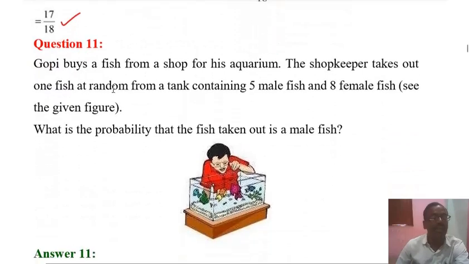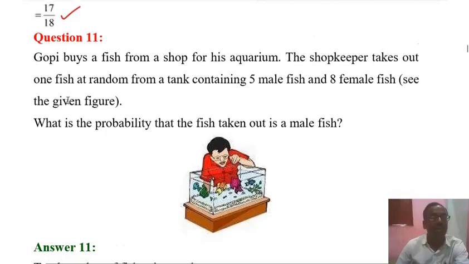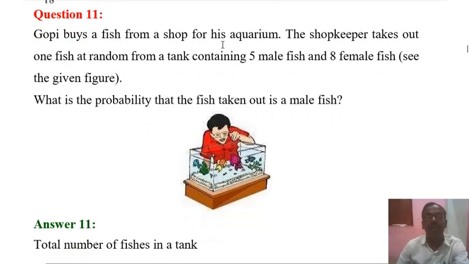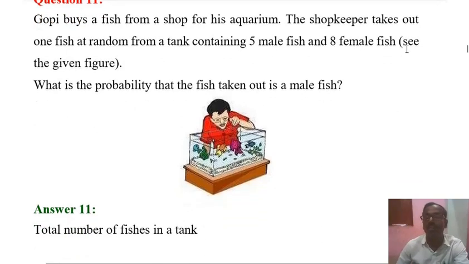Question number 11. Let's see. Gopi buys a fish from a shop for his aquarium. The shopkeeper takes out 1 fish at random from the tank containing 5 male fish and 8 female fish. See the given figure. What is the probability that the fish taken out is a male fish? The number of favorable outcomes here will be 5, and the number of total possible outcomes will be 5 plus 8, which is 13. So the probability of getting a male fish is 5 by 13.